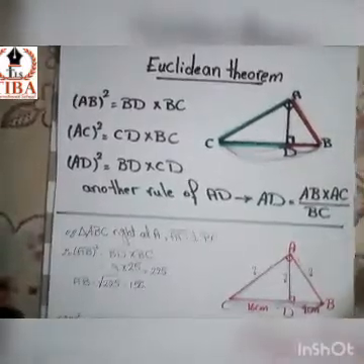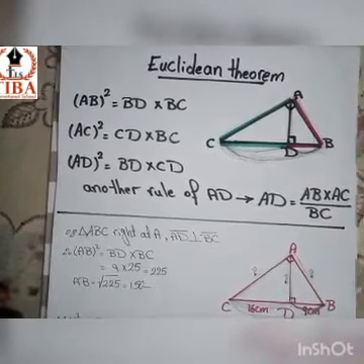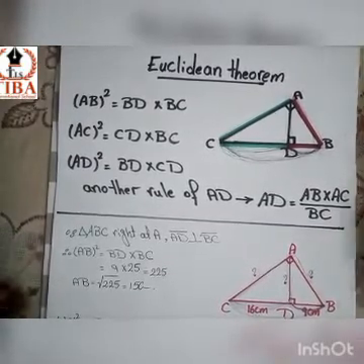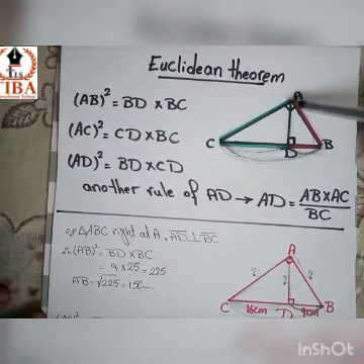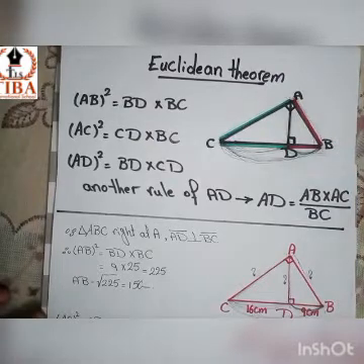Hello Middle 2. Today let's talk about one of the very important theorems in geometry, which is the Euclidean theorem. If we have a triangle ABC right angled at A, and from the right angle we draw a line AD perpendicular to the hypotenuse BC.